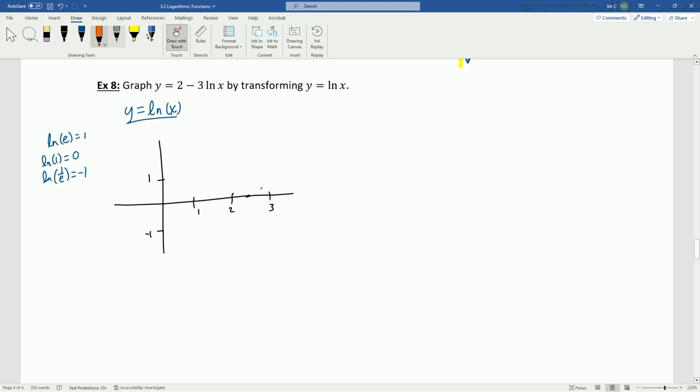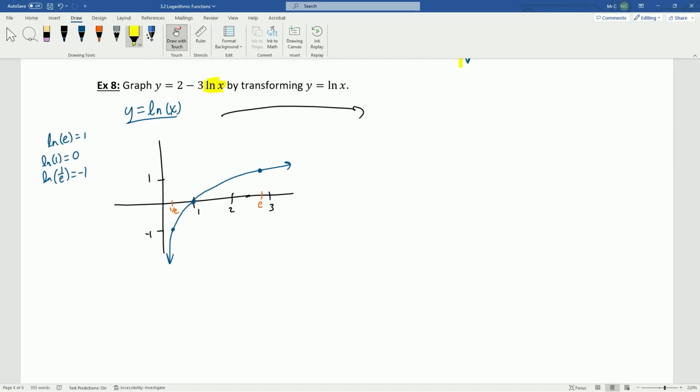So I'll plot e here in orange, and then this will be like 1 over e. Okay, so ln of e is 1. Ln of 1 is 0. Ln of 1 over e is negative 1. Got an asymptote on the y-axis, so the graph looks like that. And now we'll do our first transformation. So we've got ln of x.